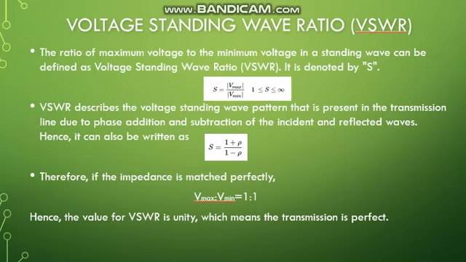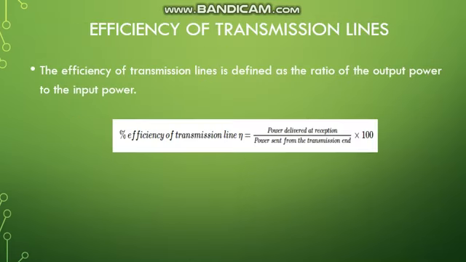Now you can find the voltage standing wave ratio, VSWR. The ratio of maximum voltage to minimum voltage in a standing wave is defined as the voltage standing wave ratio, VSWR, maximum divided by minimum. Its relationship with rho, the reflection coefficient, is VSWR equal to 1 plus rho divided by 1 minus rho. If the impedance is matched correctly, V maximum and V minimum will be equal, and that will be 1:1. The value of VSWR is unity, which means transmission is perfect. That means no reflection will occur.